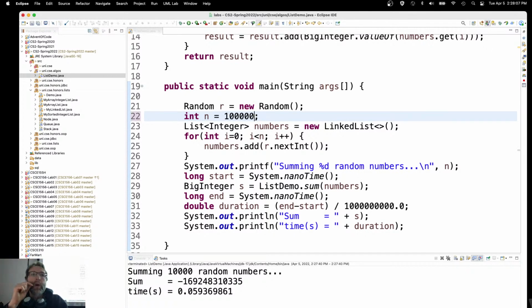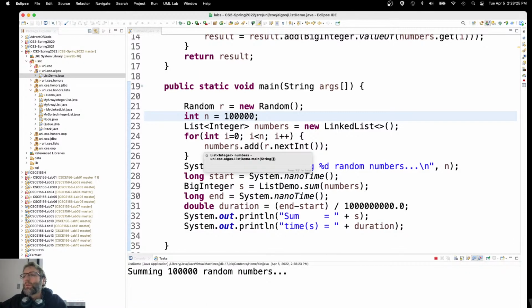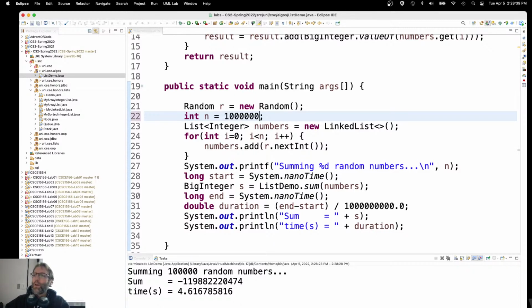What if I went up one magnitude? Right? 10 times as big. Well, ideally, you'd think that it would only be 10 times as slow, right? 10 times as slow in this case would be 0.6 seconds. So let's run it and find out. We're way past 0.6 seconds. All right? Almost an order of magnitude squared, right? Slower. Right? What if I went up to 10 million?